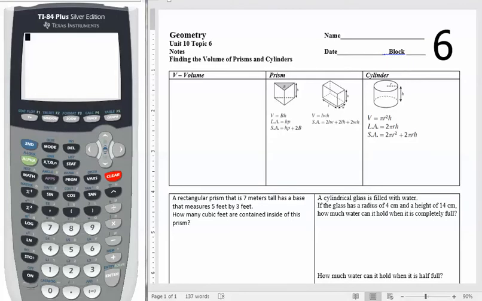Today we are going to be looking at topic 6. We're going to find the volume of prisms and cylinders. Before we do that, we need to look at what is volume.